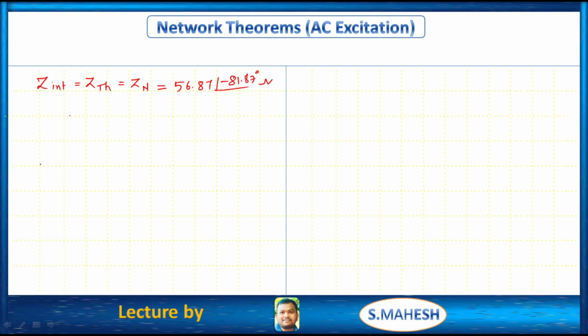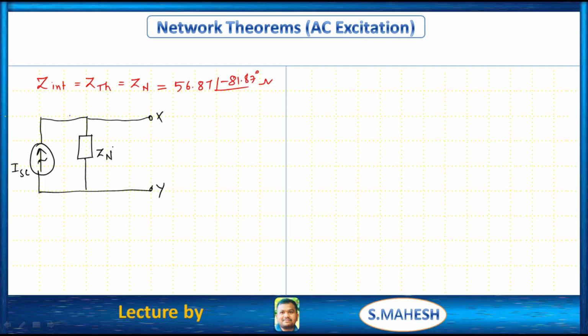We have a current source, right? This is X. To the left of XY, we have Norton's equivalent. This is Z. That's it. This is Norton's equivalent circuit. So from this, you have to verify the answers.